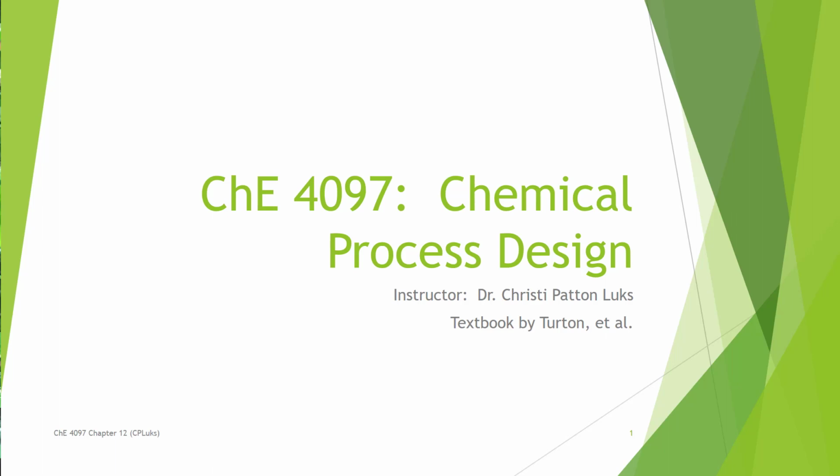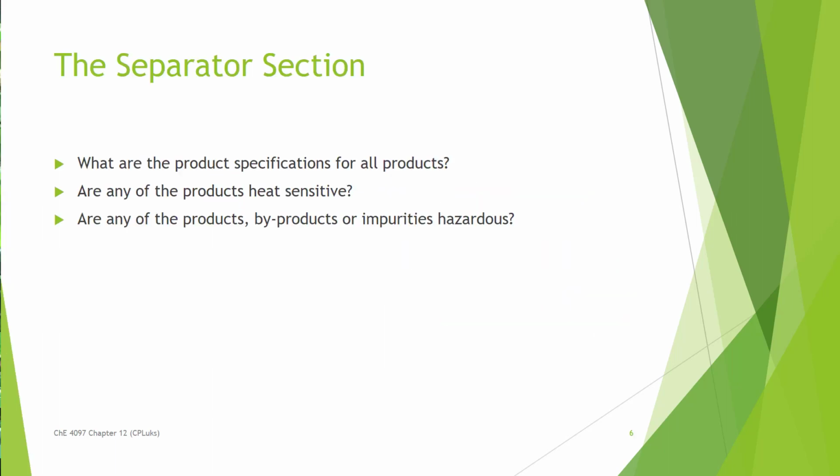We are looking at Chapter 12, but we're going to look at the portion of that out of Turton's textbook that is dealing with the separator section. And so in particular, what we want to do is make decisions about what separation techniques should be used. So what are the product specifications of our products? What techniques are going to be appropriate? So are they heat sensitive? Are there any hazards that I need to deal with, etc.?